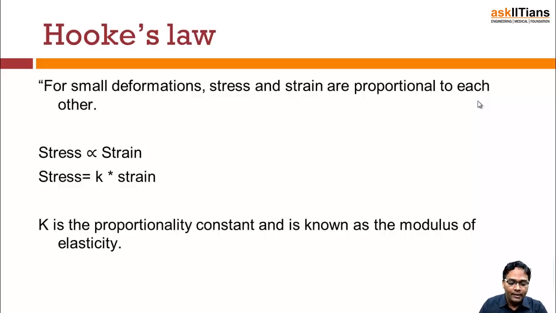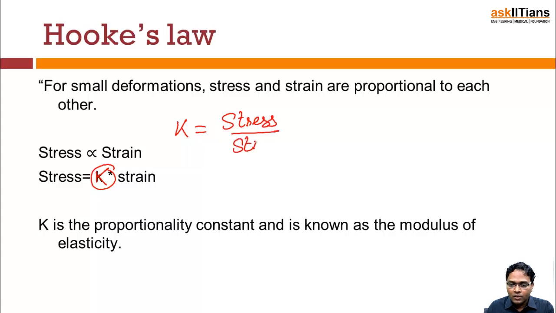So if I say that stress is proportional to strain, and K is the proportionality constant, I should have written capital K. So capital K is the proportionality constant. K is going to be defined as stress divided by strain. Now there will be different types of stresses.